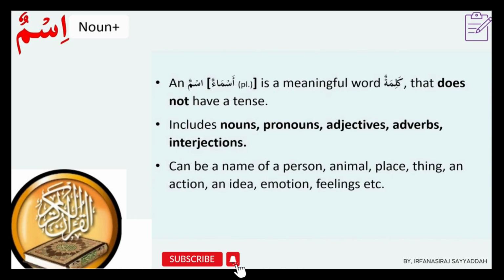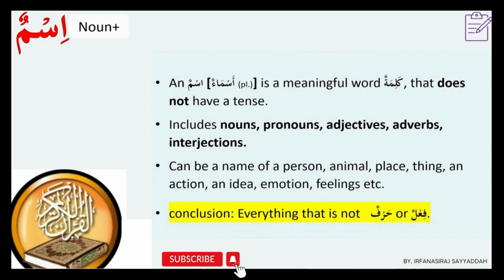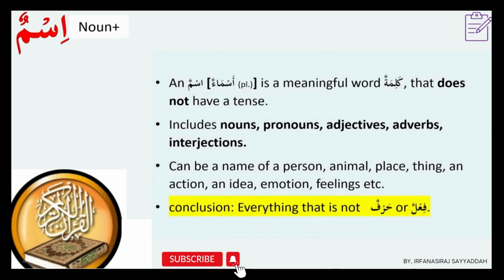So all of these are ism. So it's a very, very big category. Now for you and I, simply, all we need to note is that an ism is every single word in Arabic that is not a fi'lun or a harfun.